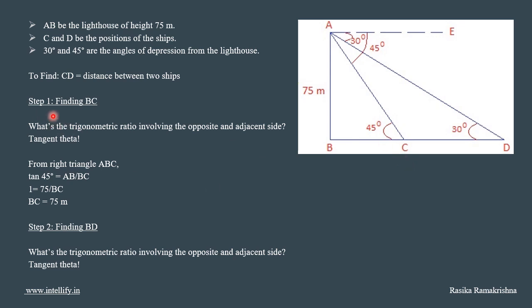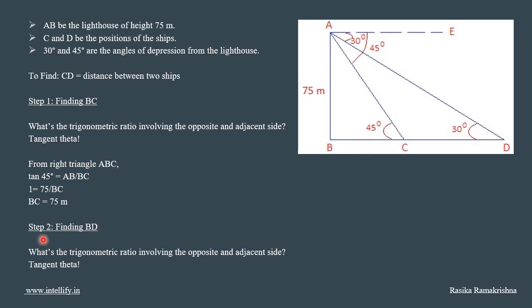First we find BC. We try to find BC using AB. What is the trigonometric ratio involving the opposite and adjacent side? Well, it's tangent theta. So let's look at triangle ABC. We have tan 45 equal to AB by BC, which is opposite by adjacent. 1 is equal to 75 by BC, which implies BC is equal to 75 meters. So using AB, we have computed BC to be 75 meters.